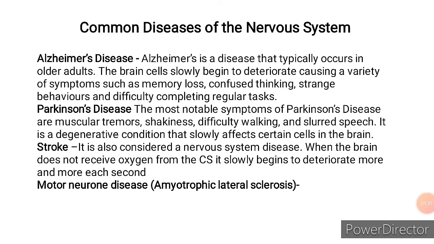Stroke is caused by what? Lack of proper oxygen supply. So when one part of your brain is damaged, it causes a stroke. Okay, when the brain does not receive oxygen from the circulatory system, it slowly begins to deteriorate more and more each second. Okay, at the end of the day, it leads to what we call stroke.